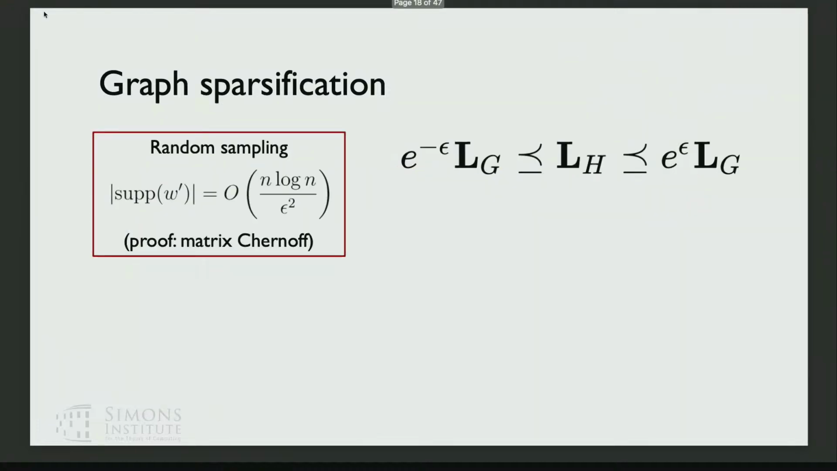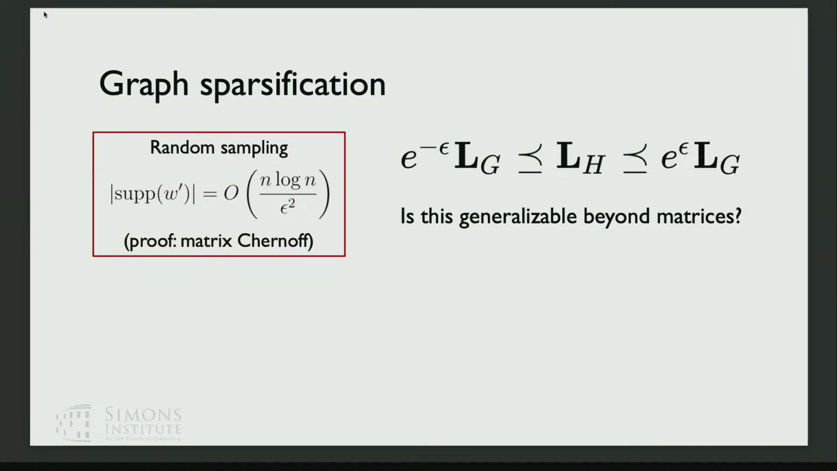Right. So as we saw a couple weeks ago, random sampling works very easily to get basically the right bound for this. You can get n log n over epsilon squared size sparsification by just sampling edges randomly.